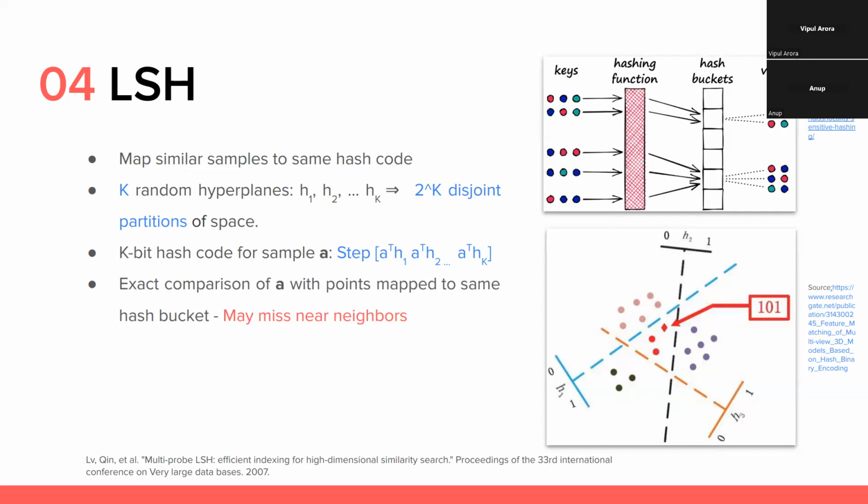Now, they have randomly drawn these k hyperplanes independently. So the possibility could be that the nearest point is mapped to a different hash code. It could be possible that for this point, this was the nearest neighbor, but it has gone to some other bucket, or it has been assigned a different hash code. So it was 101, but maybe it was assigned 110.